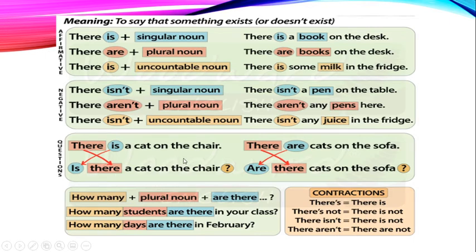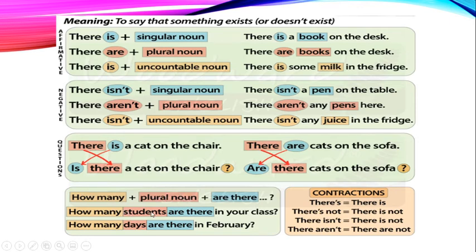Is there, but when we're going to talk about plural questions, we say are there, and we need to have plural nouns. Are there cats on the sofa? And the question mark. Then, when we're going to talk about the quantity, we use how many. How many is always used when we're talking about there are, we need to say a plural noun. How many, the plural noun, are there?